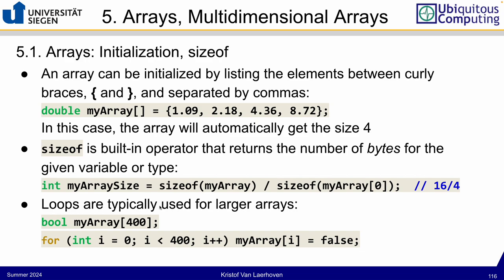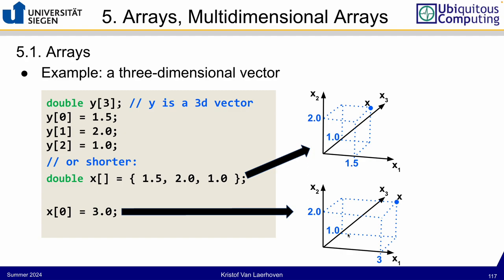Typically this is where you need loops, right? To go over an entire array and do something for the entire array. For instance, to put all the elements of one particular array of 400 booleans all to false. Here's an example that I think is illustrative enough. You could create a 3D vector with an array, right? So you have a vector of 3 doubles. You assign those 3 components initial values, or you could shorten this by directly assigning a constant array, which is a constant array of doubles, as you can see here. Those are the constants, and you can then reassign particular components or read them out.